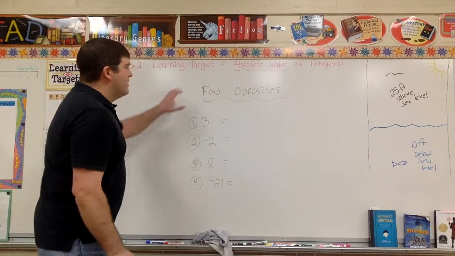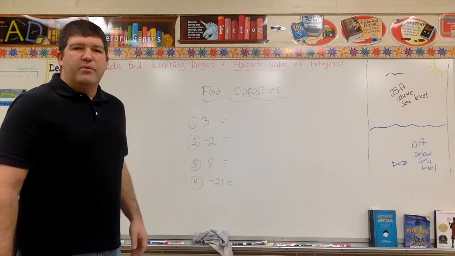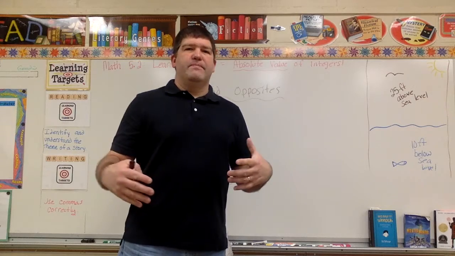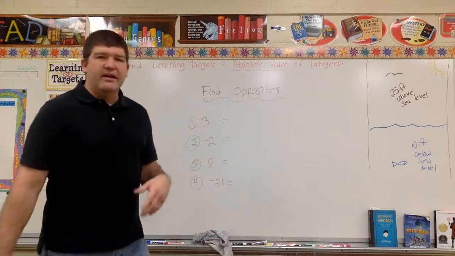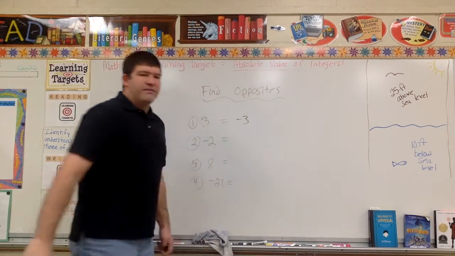Now, let's talk about opposites. I talked about this just for a second in 5.1, but the opposite of a number is the same number, but it's either positive or negative. So here I got 3. I have a positive 3. The opposite of that would be a negative 3.